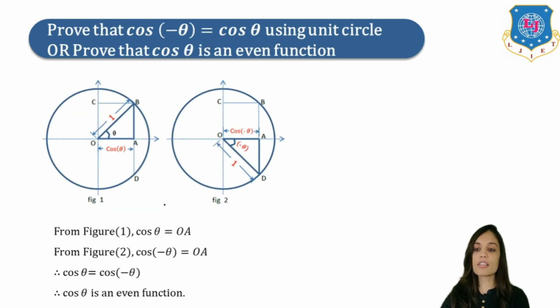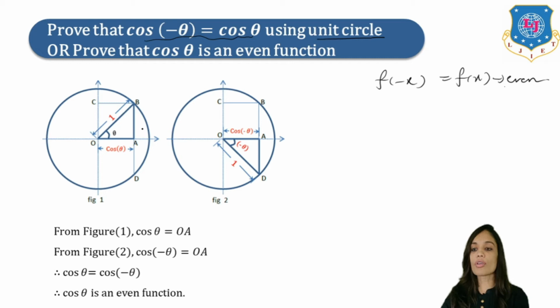So next, let us study one example. We have to prove that cos of minus theta is equal to cos theta using unit circle. Or the question can be framed as, we have to prove that cos is an even function. You just have studied that if we replace x by minus x and we get the same answer, the function is known as an even function. So if this holds true, the function is known as an even function, right?